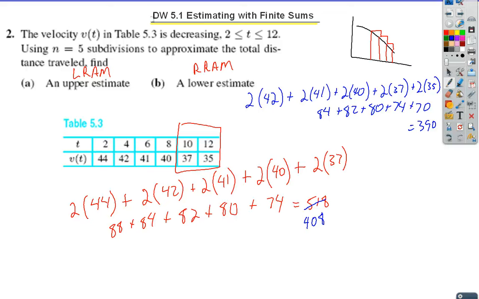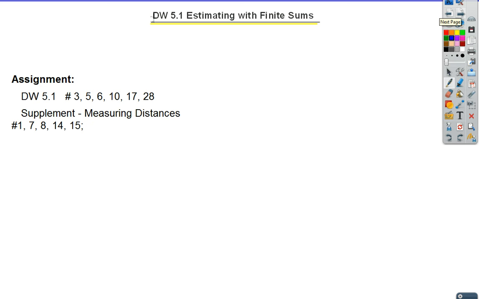All right, so here we go. Next, there's your assignment. I look forward to you guys being able to pull this off and do this.